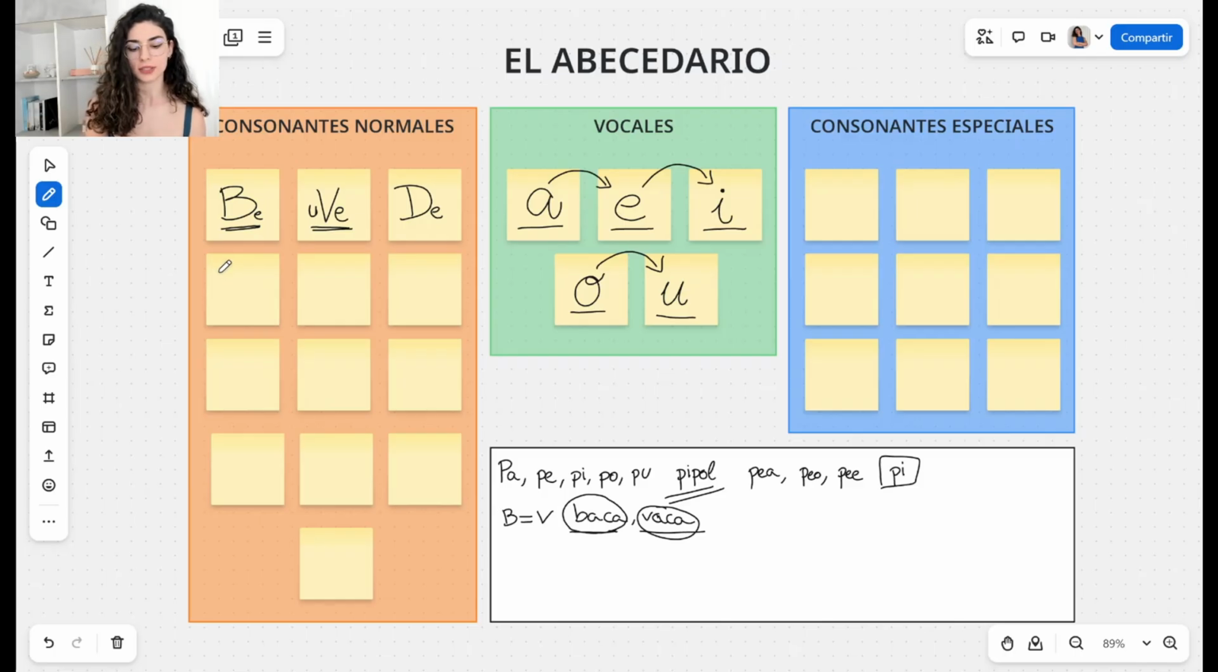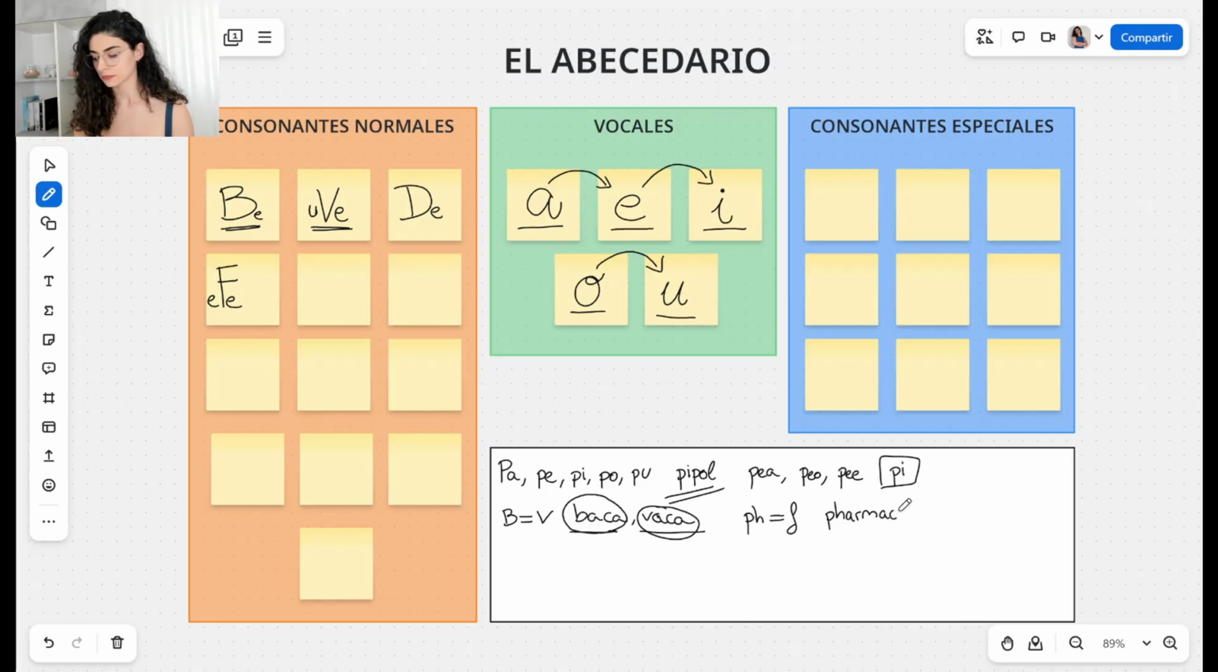Then we have letter F. We don't have that PH combination. The whole time is going to be F. So at any moment that you want to create the PH sound, it's going to be in Spanish always an F. So for example, the word pharmacy in Spanish is farmacia.